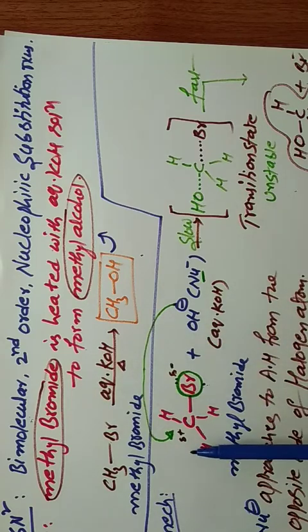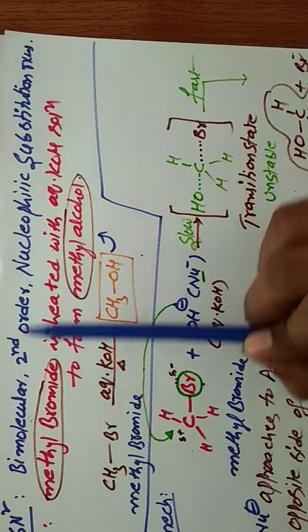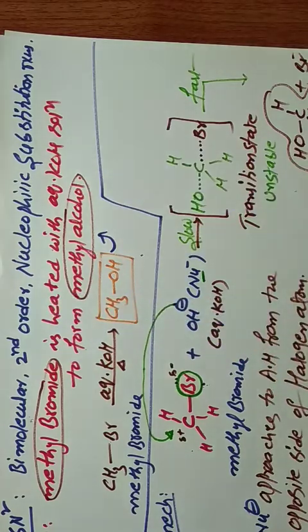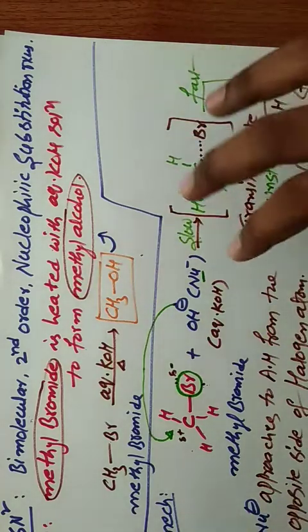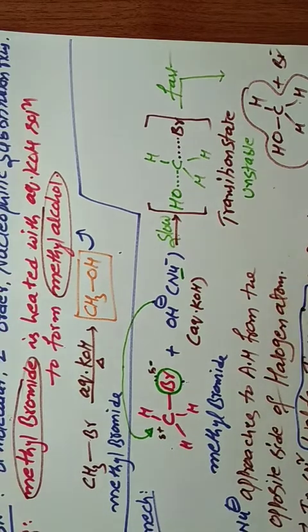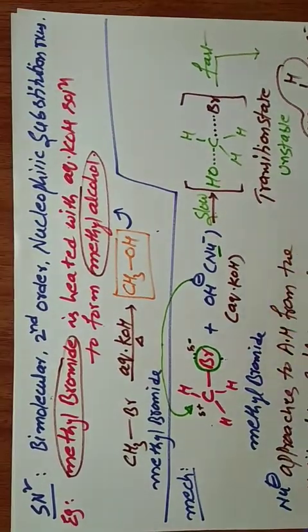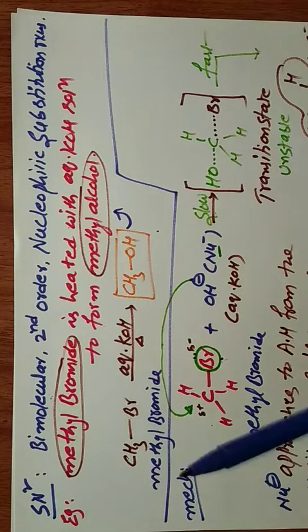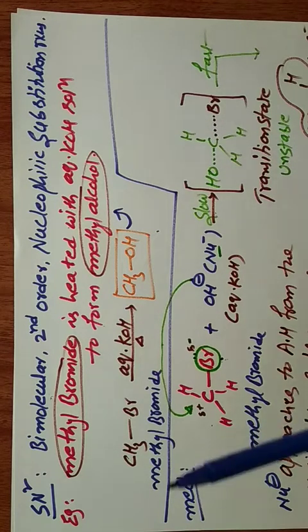In the SN2 mechanism, what type of alkyl halides are involved? Primary alkyl halides. In the SN1 mechanism, what type of alkyl halides are involved? Tertiary alkyl halides are involved. So all these points we are taking as differences. This is also important for the regular syllabus. Differences between SN1 and SN2.